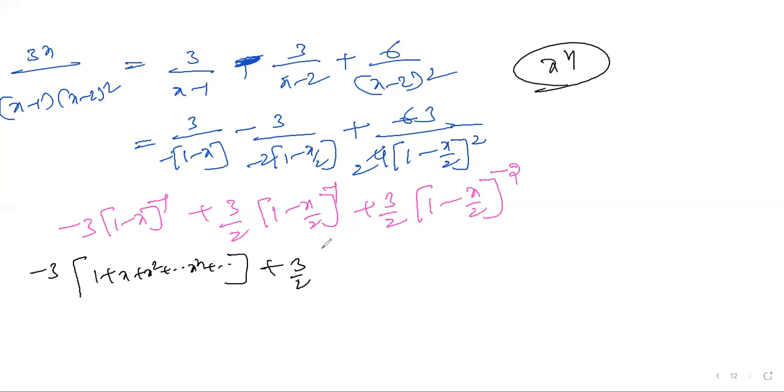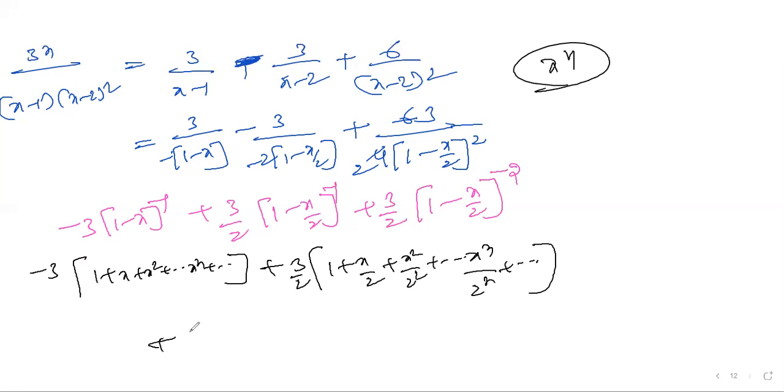Next, 3 by 2 into what are you going to get? 1 plus x by 2 plus x square by 2 square up to so on x power n by 2 power n, up to so on. I don't want to touch it. Next, 3 by 2, this is also x power n. This is (1 minus x) whole power minus 2.